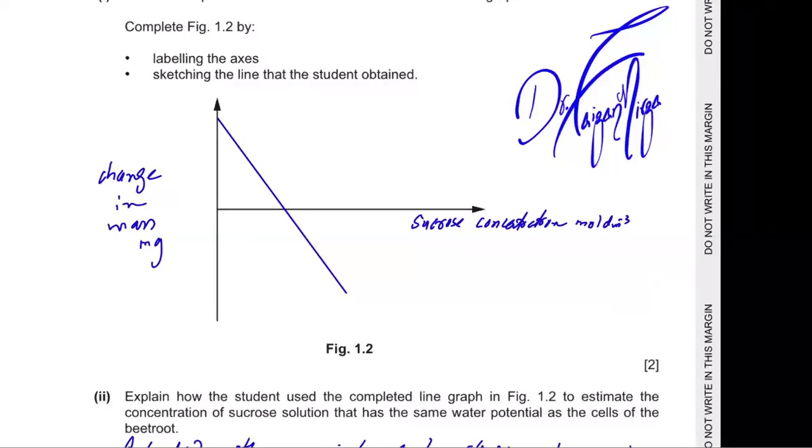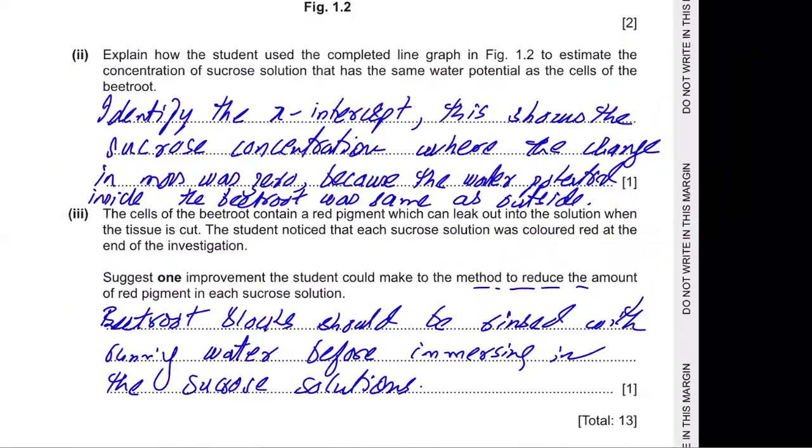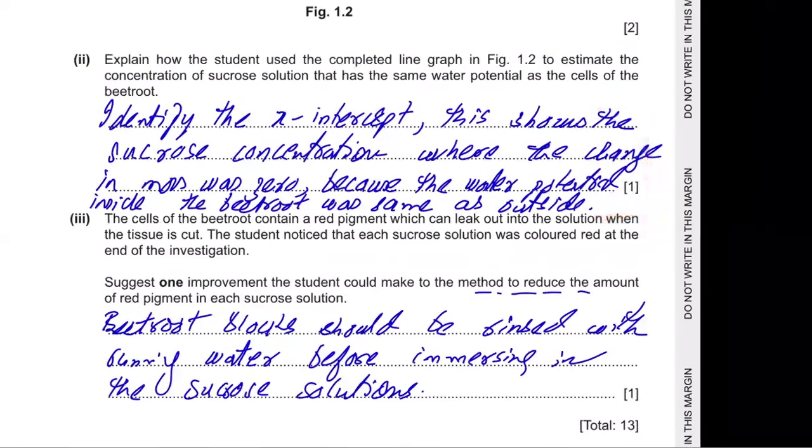So we can expect, with sucrose concentration in mole per dm cube and change in mass in milligram, that at 0 the change should be maximum, and then as you start to increase the sucrose concentration, the change in mass decreases. Then a point comes where there is no change in mass, and this is the point where the sucrose concentration is the same inside and outside. So that's the point of intersection that tells you the precise sucrose concentration present inside the beetroot. So this is what they are asking you. In the next part, you can just mention it that way.